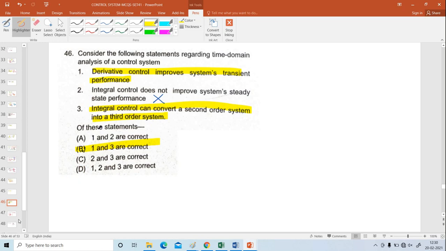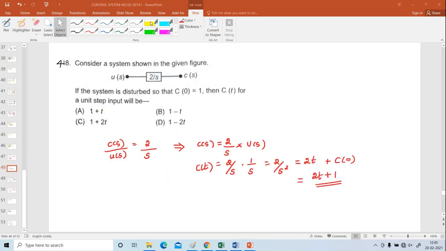Next problem, consider the system shown in the given figure. U(s), 2/s is a block, and C(s).